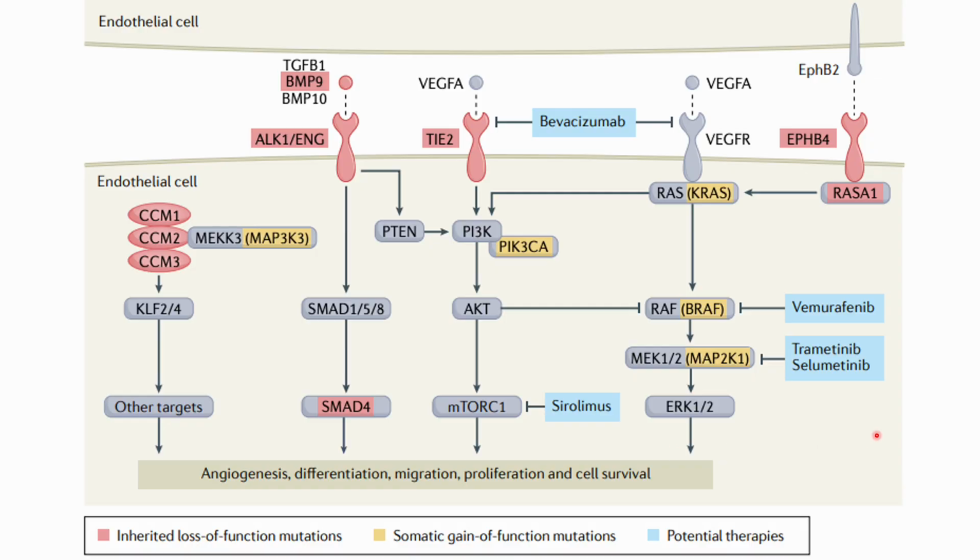So this is quite an interesting diagram, which is again taken from the same Nature article on childhood stroke, and essentially it shows us the various types of receptors that are involved in angiogenesis, vascular differentiation, migration, proliferation, and cell survival. And the receptors that you see in red here are targeted by inherited loss of function mutations, and the yellow signaling pathways down here that you see are somatic gain of function mutations.